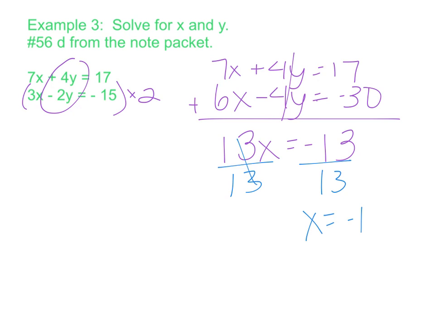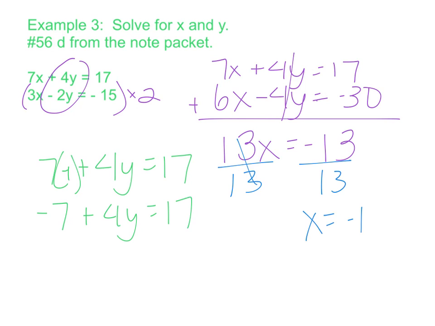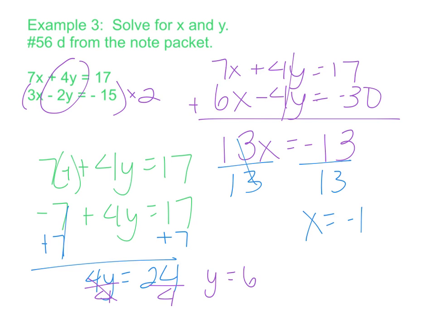So we need to go back and plug this in one of the equations so that we can solve for y. I'm going to plug it back into the first equation. So that was 7x plus 4y equals 17. So instead of an x, I'm going to take that out, and I'm going to substitute in my negative 1. So negative 7 plus 4y equals 17. And then we can solve for y. Add 7 to both sides. 4y equals 24. And then divide both sides by 4. So y is equal to 6. So our solution is going to be negative 1, 6.